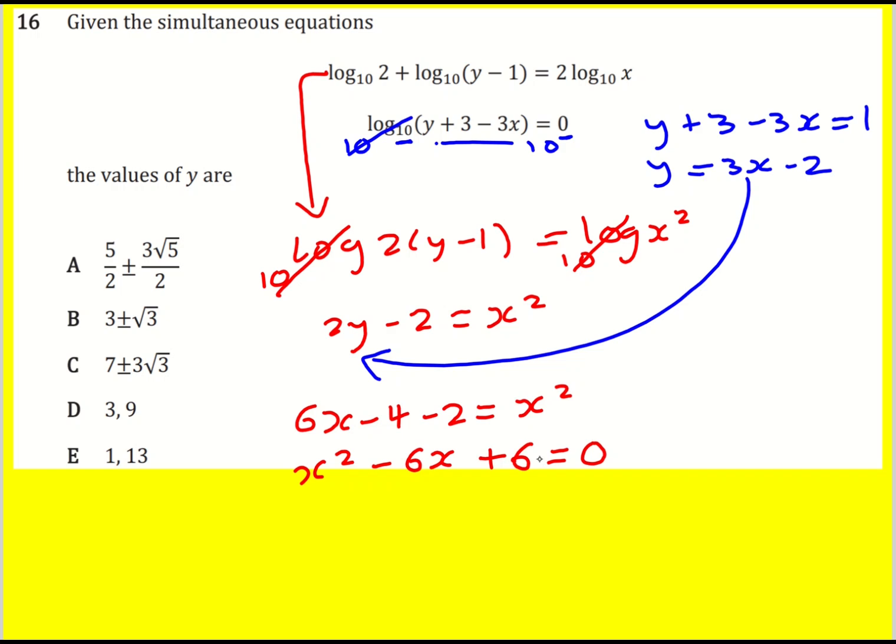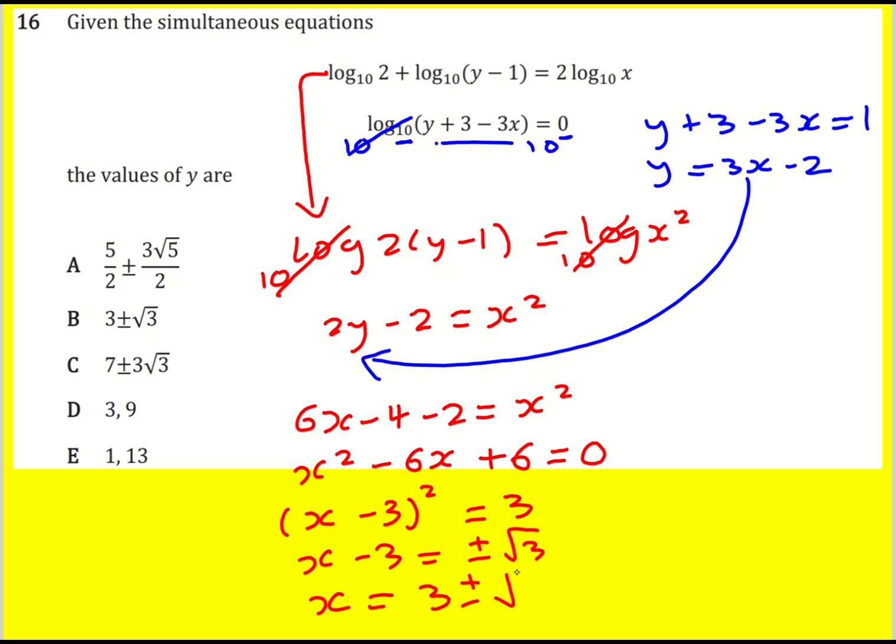This isn't going to factorize. They're going to have to both be negatives. Minus 1 minus 6 doesn't work, nor does minus 2 minus 3. So let's complete the square. x minus 3 squared minus 9 plus 6 equals 0. So this will then equal 3. So x minus 3 will equal plus or minus root 3. So x will equal 3 plus or minus root 3.